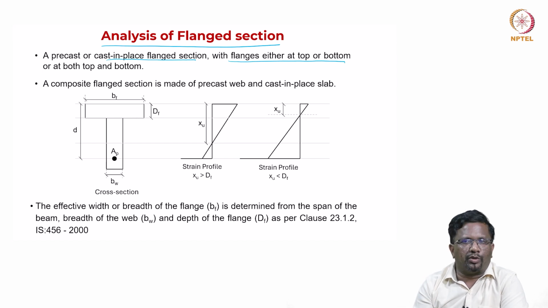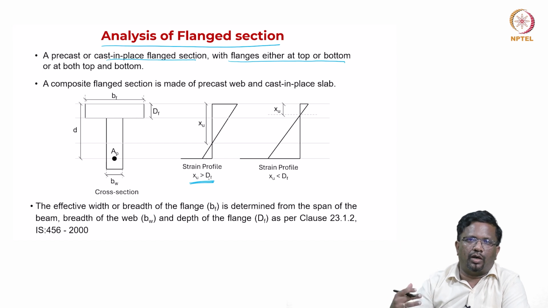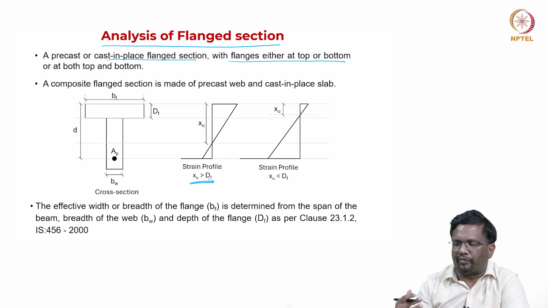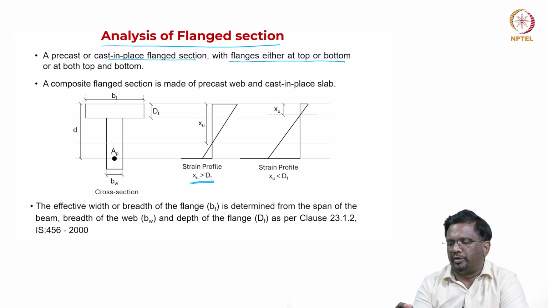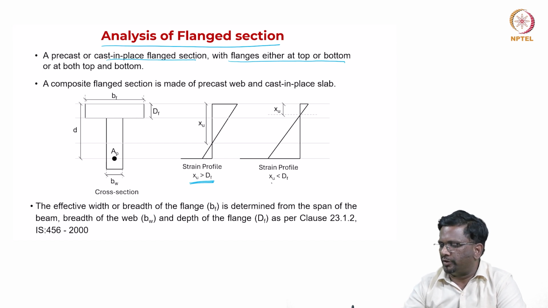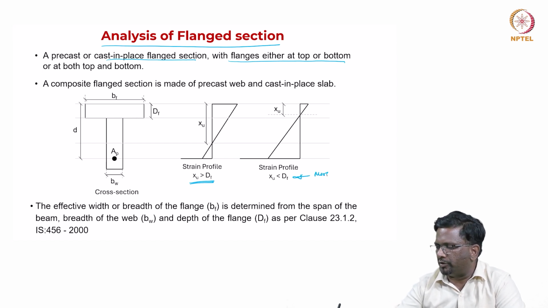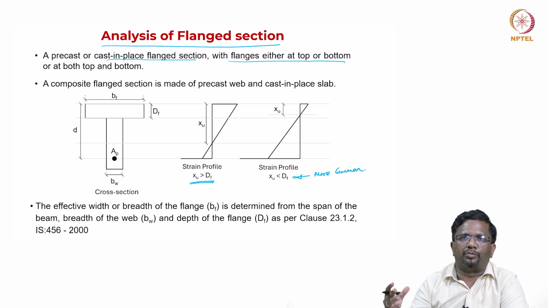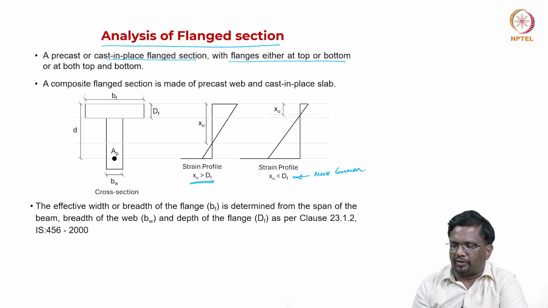Now, depending upon the geometry of your T section or L section, you can have two conditions at ultimate. The first condition is the neutral axis can go higher than the thickness of the flange, it can get into the web, and the XU can be greater than the depth of the flange. Because the flange width is large, typically this is more common, but we cannot say all the time. It also depends upon your width of the flange and your area of the pre-stressing steel, right.